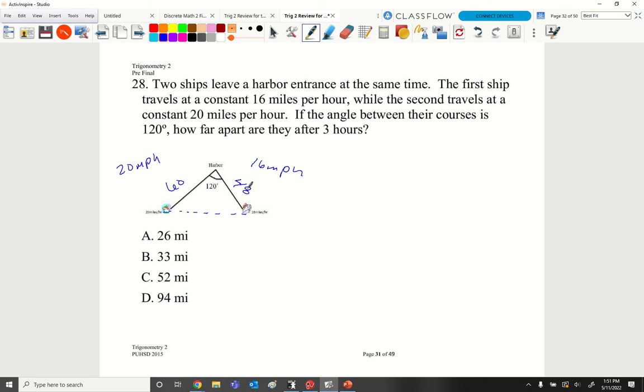Because it's miles per hour and it gave you 3 hours. If a car is going 40 miles an hour, after 1 hour, how long will it take for it to travel 40 miles? 40 hours? No. All right, so now right here.